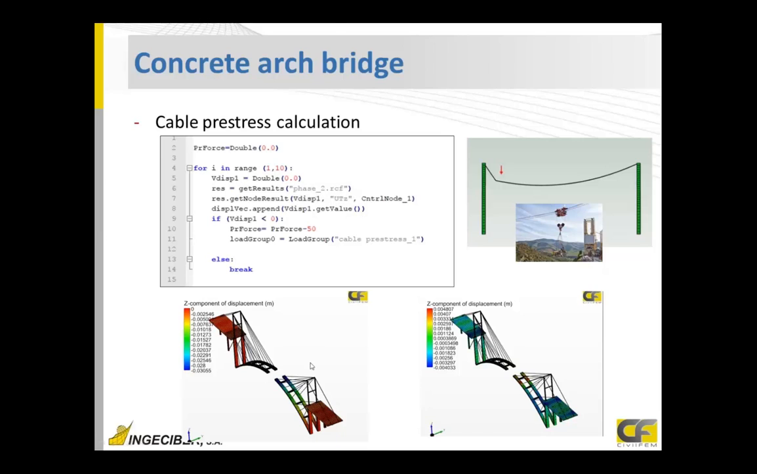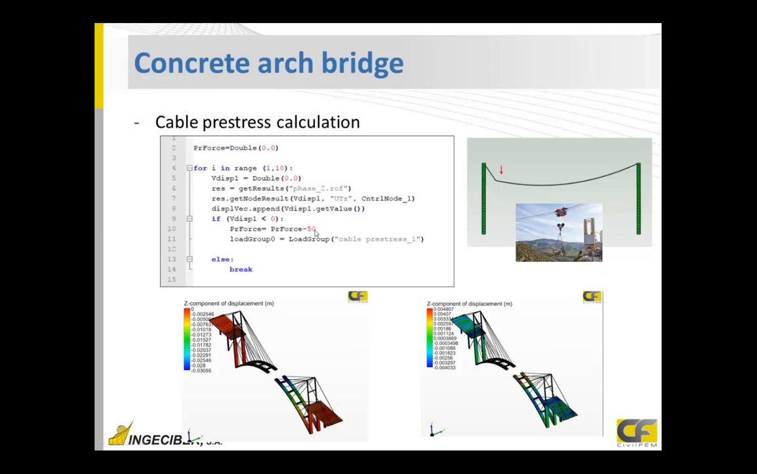for phase 2. That is the first part of the arc that is generated in the state 2. With this command, results, I get the results in the control node. I have defined different control nodes at the end of these cables, and what we read is vertical displacement. Then, if the vertical displacement is greater than 0, it means there are vertical displacements, I increase the pre-stressing force and apply this pre-stressing force to the load group cable 1. So with this loop, we are resolving the model and recalculating vertical displacements until vertical displacement is greater than 0.